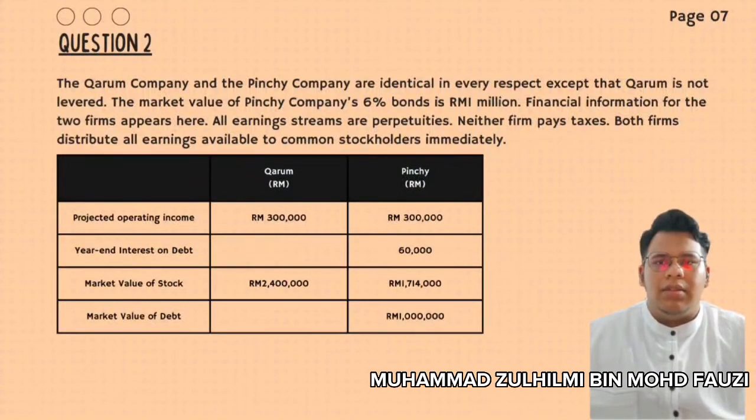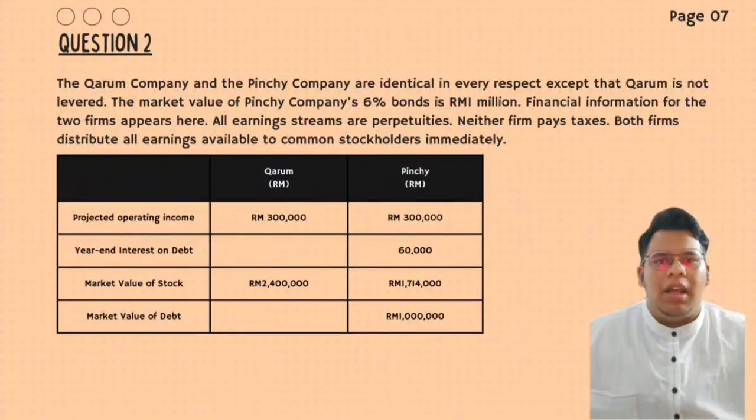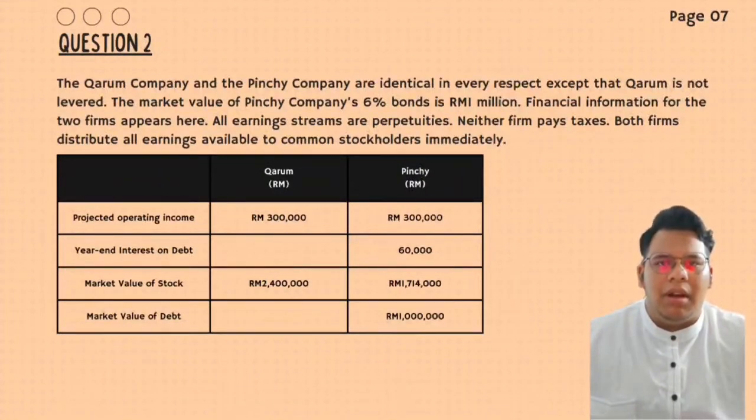Okay, next is question 2. The Kerem company and the Peachy company are identical in every respect except that Kerem is not levered. The market value of Peachy company's 6% bond is RM1 million. Financial information for the two firms appears here. All earnings streams are perpetuities. Neither firm pays tax. Both firms distribute all earnings available to common stockholders immediately.